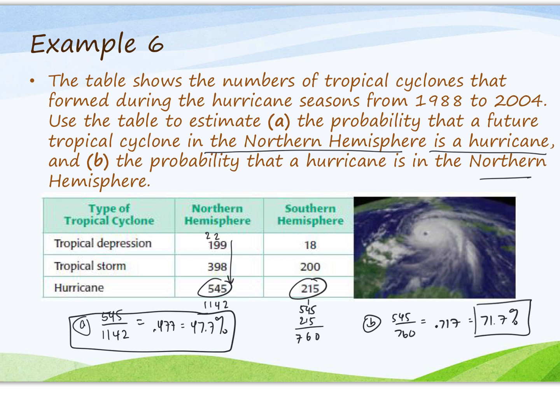So you just have to be careful here. What is the total that you're putting at the bottom? What's the category that goes at the bottom? And what is the event that you're looking for?